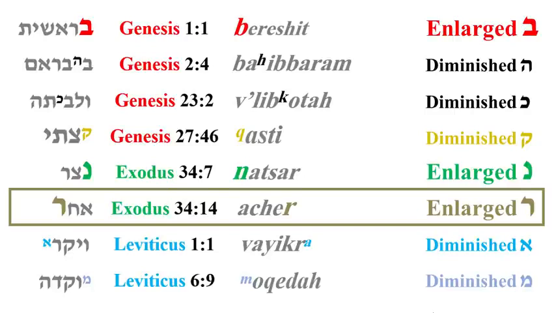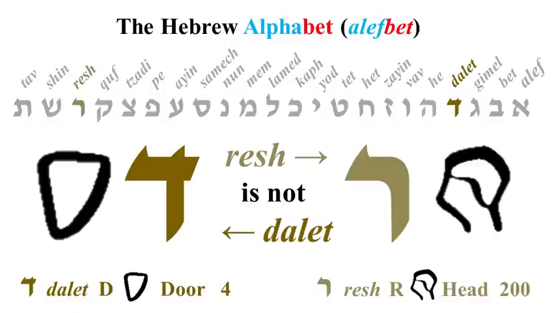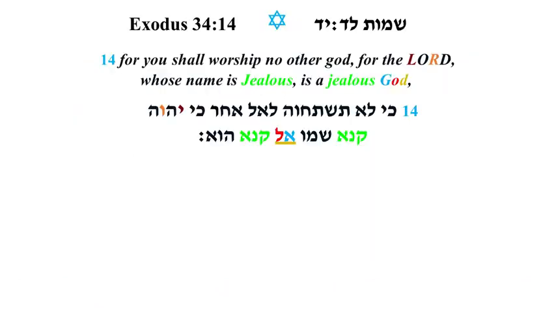And by the way, just let me point out that the letter Resh is not the letter Dalet. The Resh, you can see, has a nice curve to it. The Dalet is perpendicular, and it even has a little overhang off to the right side. The Dalet represents door. So don't get those two confused, which many do. But Exodus 34:14 says, "For you shall worship no other God, for Yahweh, whose name is jealous, is a jealous God."